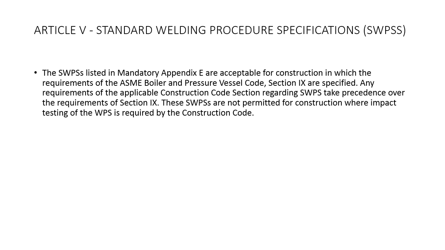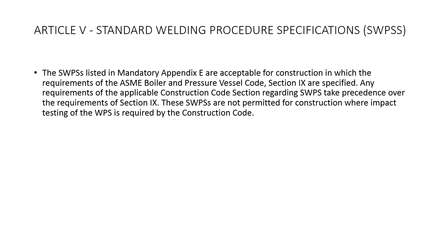So an SWPS is basically where you go and purchase from the American Welding Society. They've got a whole list of these standard welding procedures. You pay them about $200. You go into Section 5 or Article 5. I always get section and article mixed up. Article 5 of ASME Section 9.